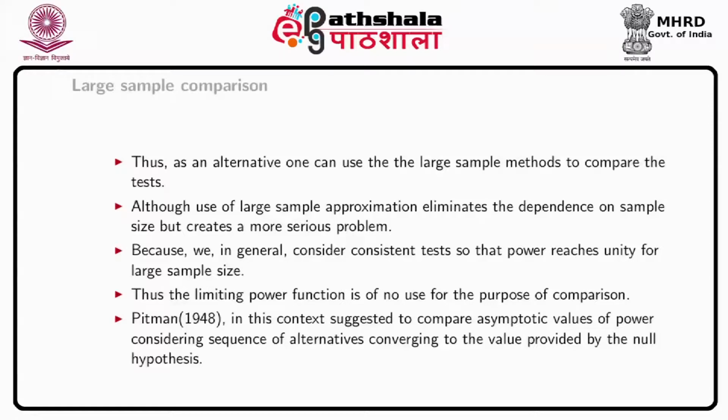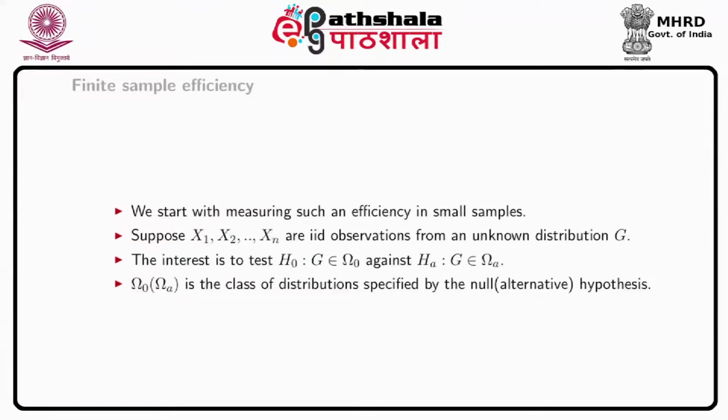Pitman, in the year 1948, in this context suggested to compare the asymptotic value of power, considering a sequence of alternatives converging to the value provided by the null hypothesis. An appropriate choice of the sequence of alternatives enables a clear comparison. First we come to the finite sample efficiency.